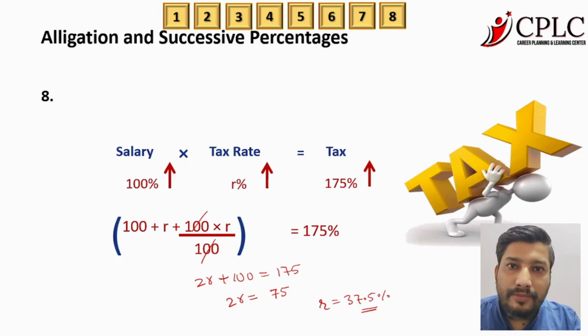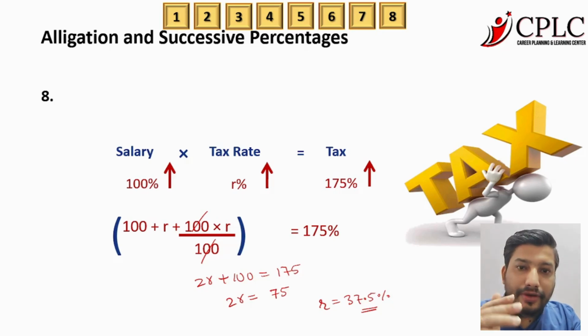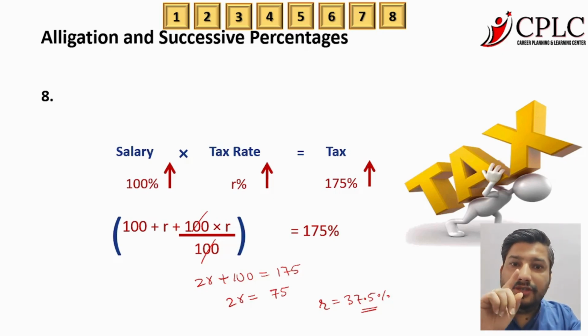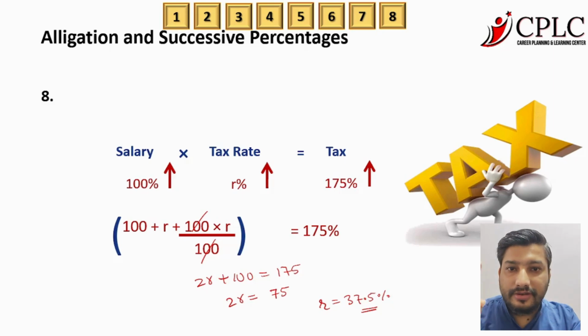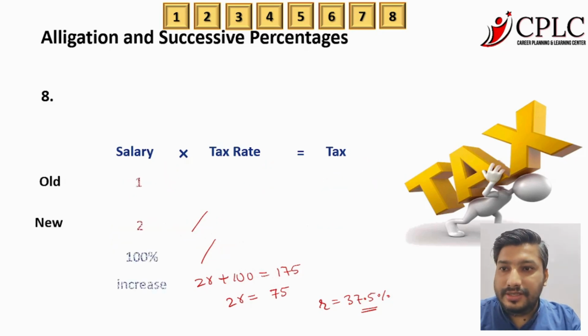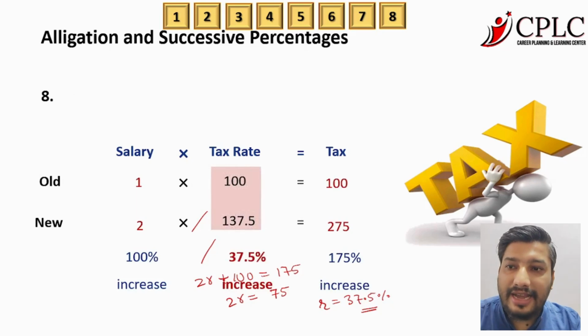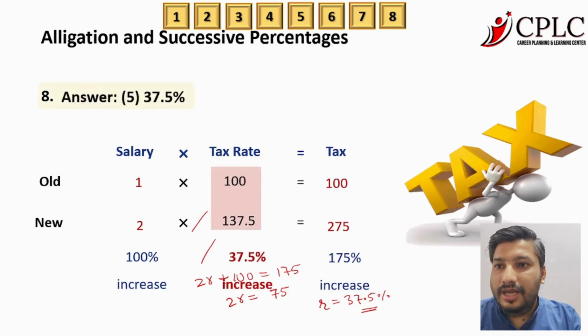So what you need to remember going forward in the questions of successive percentage is that whenever you come across word problems, just make sure that you identify each of them correctly, that is, what is the net change, what is A, what is B. Otherwise you can fall into such kind of traps that we were earlier dealing with in this type of question. So this is about your successive percentage and allegation as the topic.